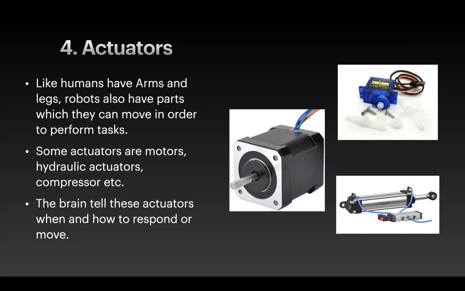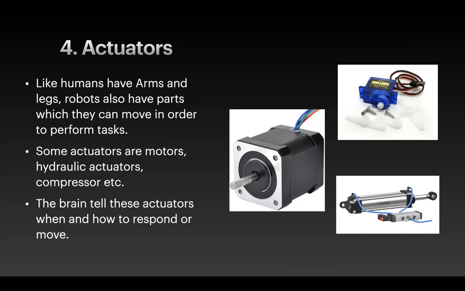So let's look at the components. Like humans have arms and legs, robots also have parts which they can move in order to perform tasks, which they can rotate or which they can extend and retract. Likewise, there are different parts in robots which they use to do their tasks. How these legs or arms or wheels work is because of a motor. So motors are actuators.